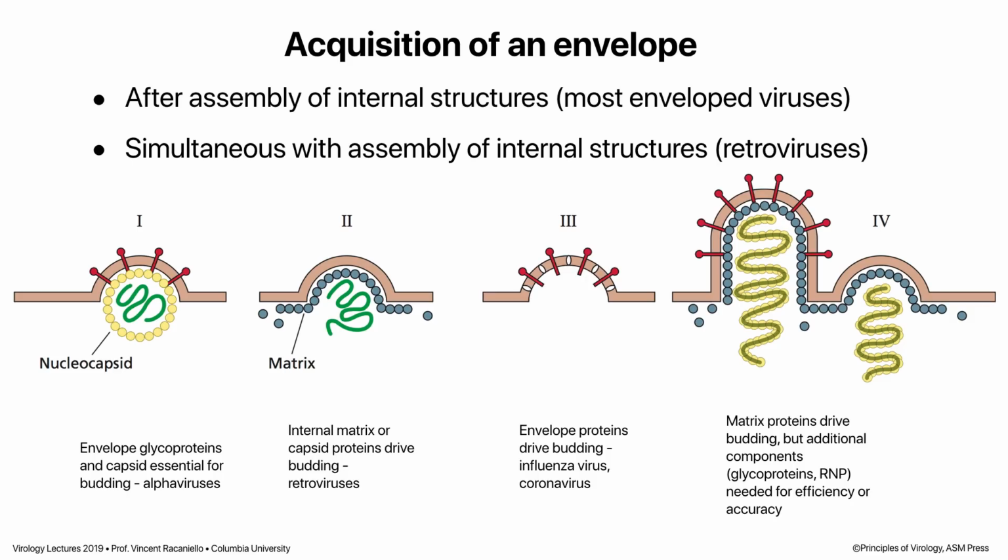And sometimes you need multiple components. Matrix alone is not good enough. You need glycoproteins or a nucleocapsid. Various viral components will drive the formation of a bud. And so you can produce, for example, in the case of retroviruses, part 2, just a single protein, and the GAG protein alone will make virus particles. Matrix is a sub-fraction of the GAG protein.